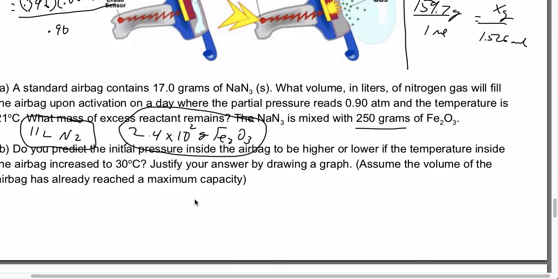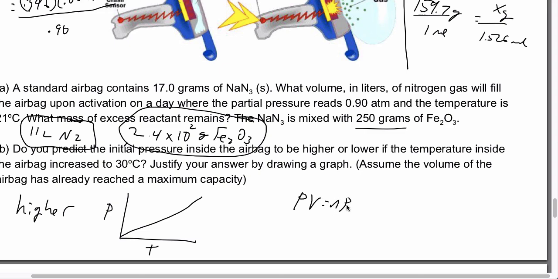Do you predict the initial pressure inside the airbag to be higher or lower if the temperature is increased? Okay, so it's going to be higher. Justify your answer by drawing a graph. We know that temperature and pressure are directly related to one another, assuming the volume has already reached maximum capacity. If we have PV equals nRT and the volume is at maximum capacity, that's constant. The moles are constant because it's a sealed container. So the pressure is basically proportional to temperature.